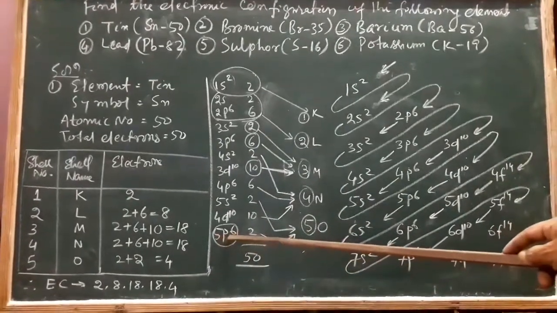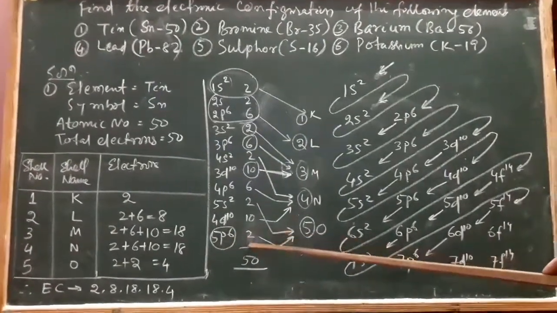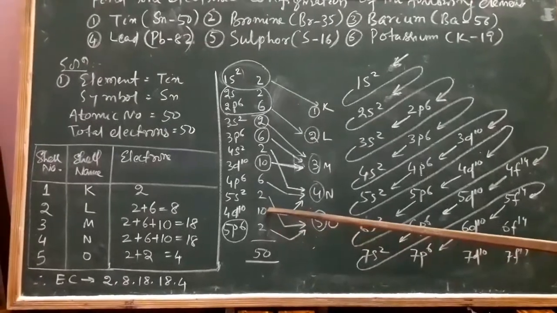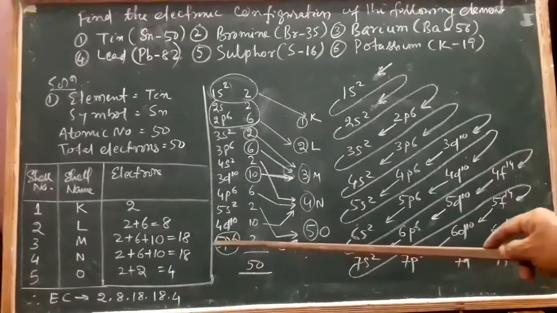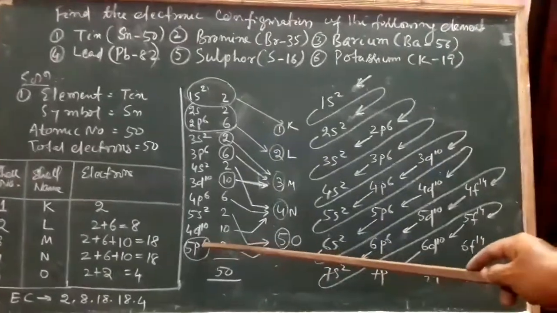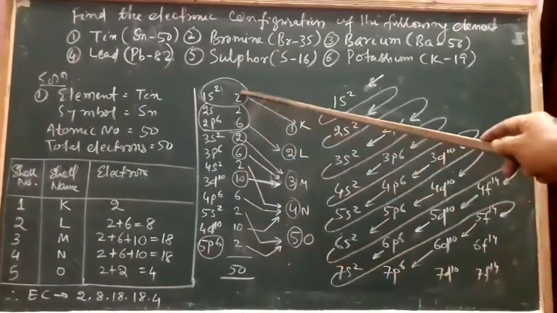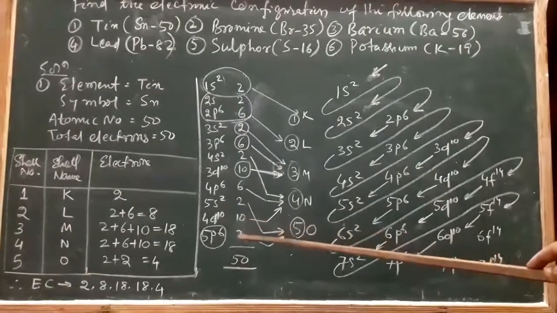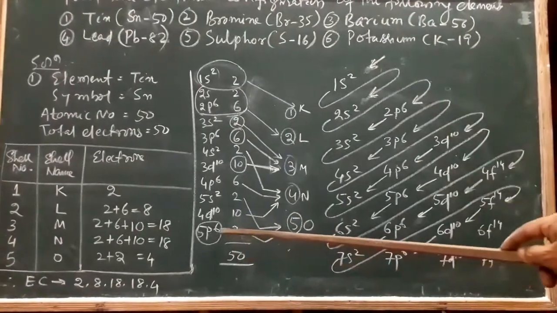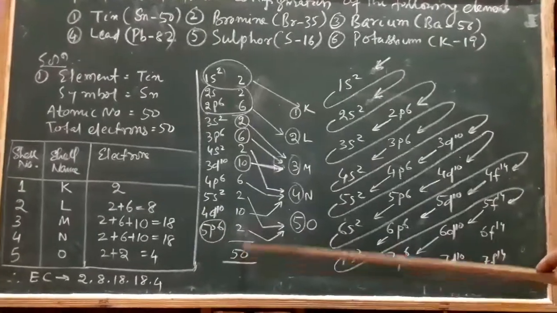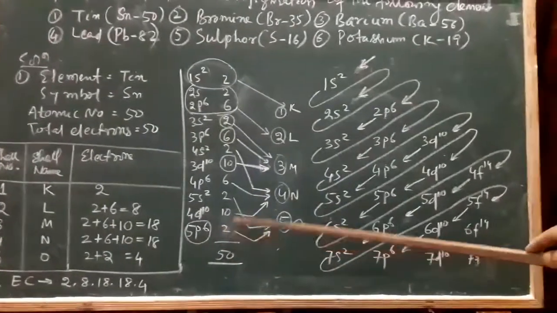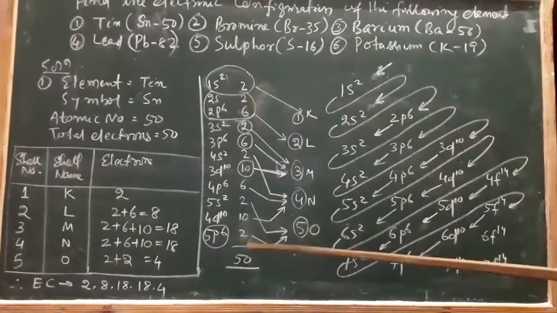Actually it is 5p6, but if I put 6 here, then up to here it is 48, and 48 plus 6 comes to 54. So I took only 2: 5p2. Up to here it is 48 plus 2, 50. Its capacity is 6, but we should not take 6 because I have to get 50 on adding. So this one is 2. Now this is the number I got.